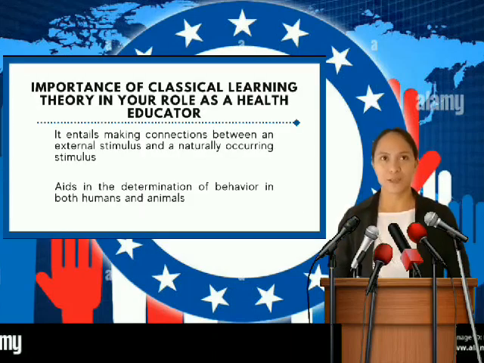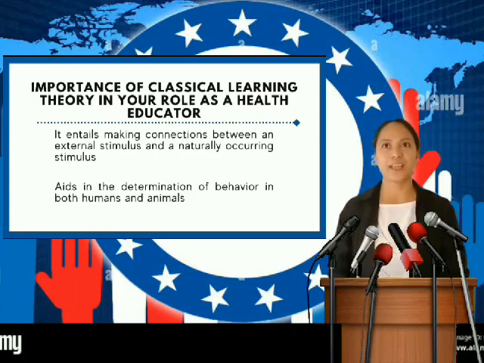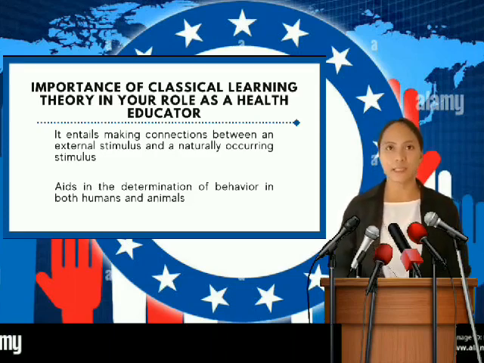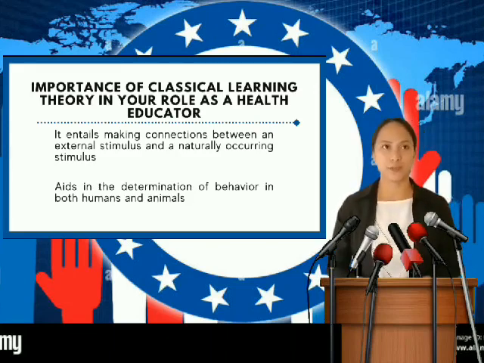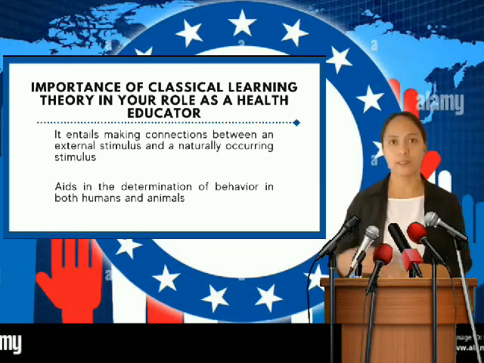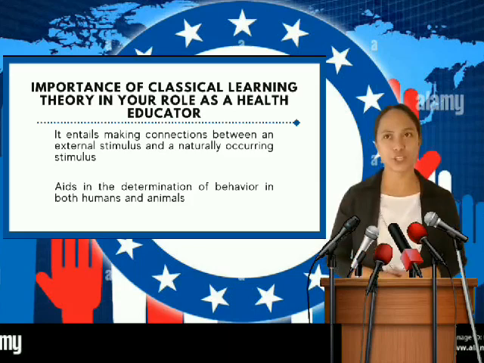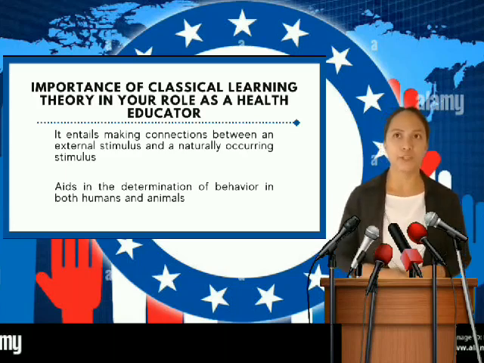Now, let us move on to the importance of classical learning theory in your role as a health educator. In clinical settings, it entails making a connection between an external stimulus and a naturally occurring stimulus. Classical conditioning theory plays an important role for health educators, since it aids in the determination of behavior in both animals and humans. Additionally, it is important in our position as health educators in clinical settings, since it is employed in both understanding and treating phobias.